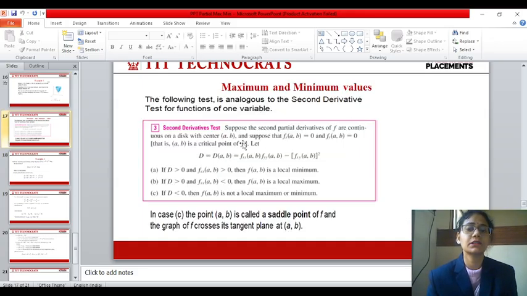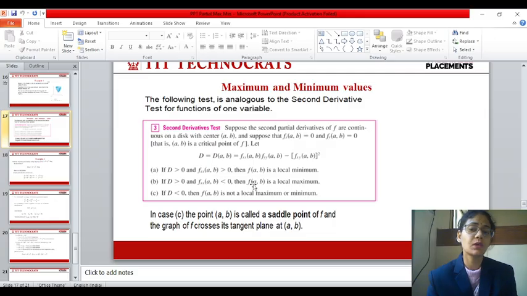Then this is a method to find maxima and minima using the second derivative formula. So what we used to do is, suppose the second partial derivative of f is continuous, find the first order partial derivative with respect to x, take it equal to 0. First order partial derivative with respect to y, take that equal to 0. Then take the second order partial derivatives with respect to x, with respect to y, and x with respect to y. Then what is d? Just like the discriminant in case of a quadratic equation, d is the second order derivative with respect to x into the second order derivative with respect to y minus the derivative of x and y square.